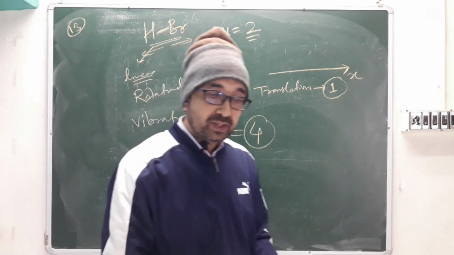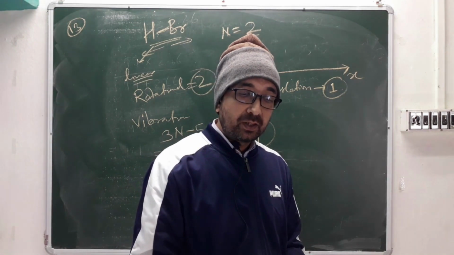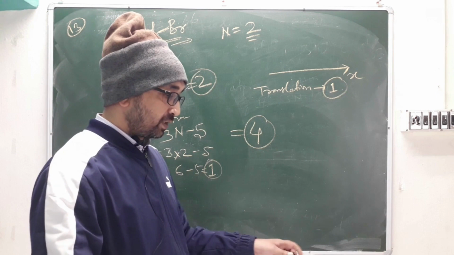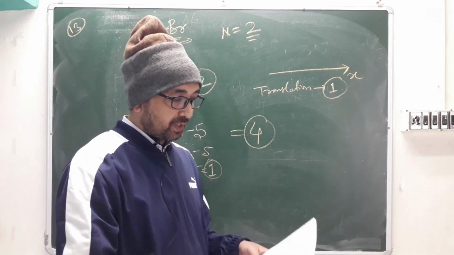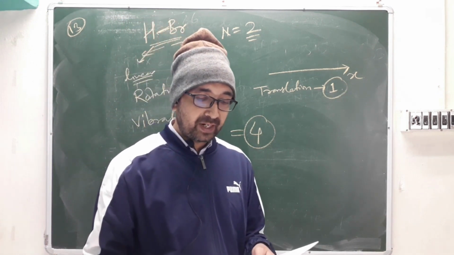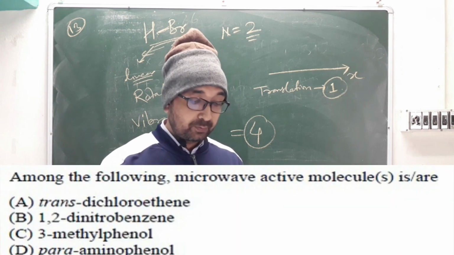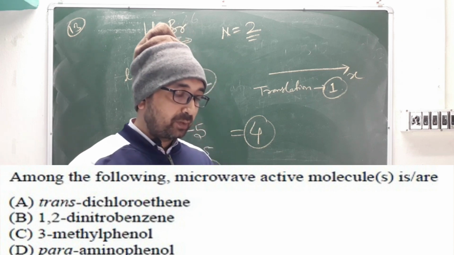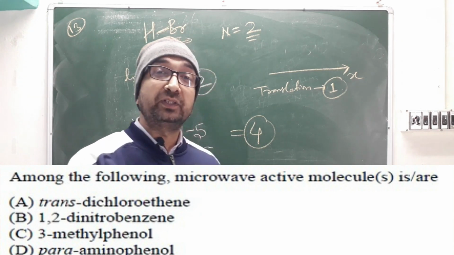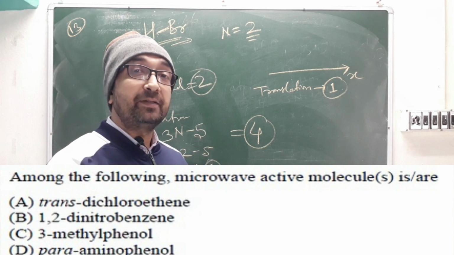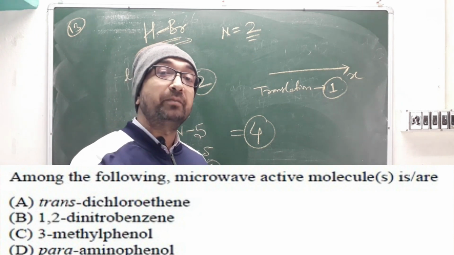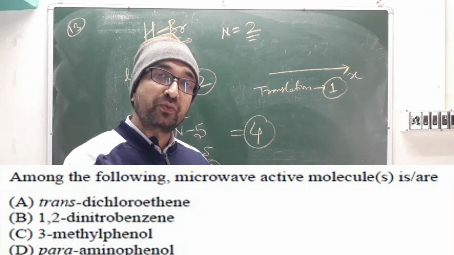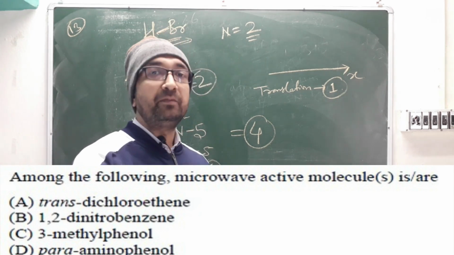Now, are there any other questions from this particular year? Okay, we have question number 33. What does it say? Among the following microwave active molecules, which one is a microwave active molecule? Correct. We know that when we started the class, I told you that a microwave active molecule is the one which is having a permanent dipole moment. Just see for these molecules which one is having a permanent dipole moment, that will be your microwave active.